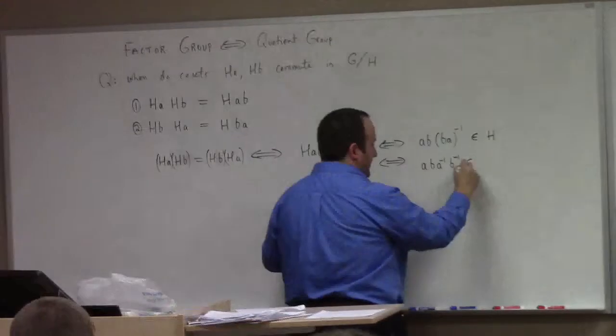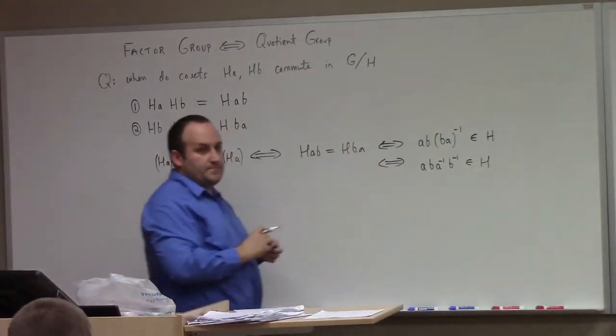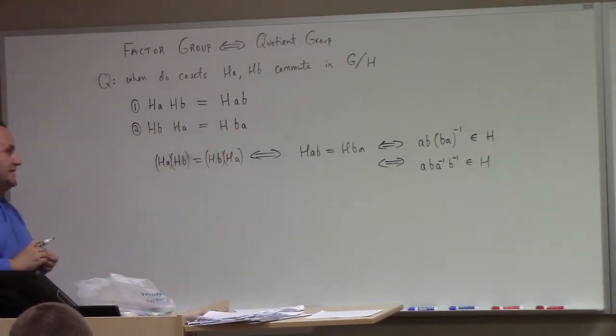And what does that mean? This equality of these cosets we measure by having that ab times (ba) inverse is an element of what? H, right. In other words, using socks and shoes, we've got a b a inverse b inverse is an element of H. That's the condition which is needed for these cosets to commute, right?